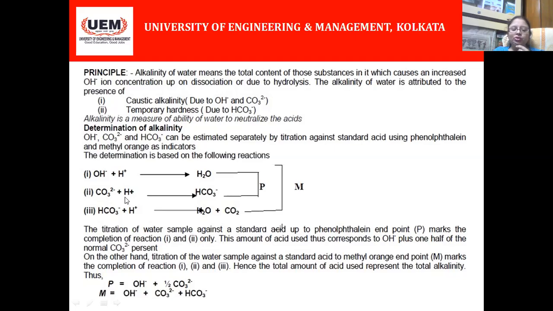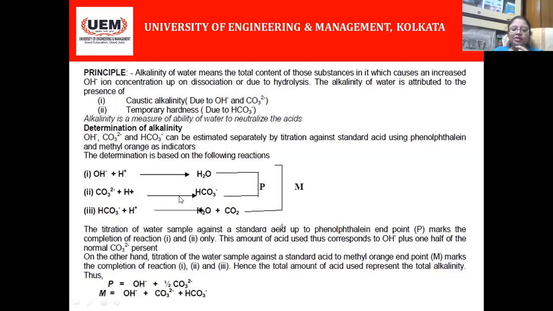1 mole of carbonate will react with 1 mole of acid and it will give 1 mole of bicarbonate. But this bicarbonate again reacts with acid and it will form water and carbon dioxide. So only half of the carbonate you can measure by phenolphthalein indicator, because total neutralization of carbonate requires 2 moles of acid, right? So half of the carbonate falls in the pH range of phenolphthalein, that is between pH 8.3 to 10, so you can measure it by phenolphthalein.